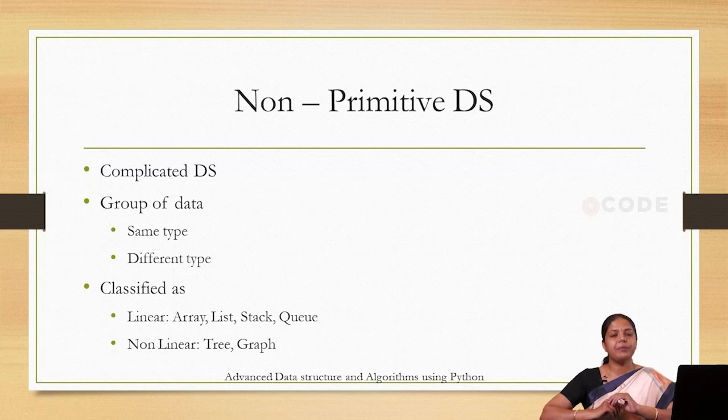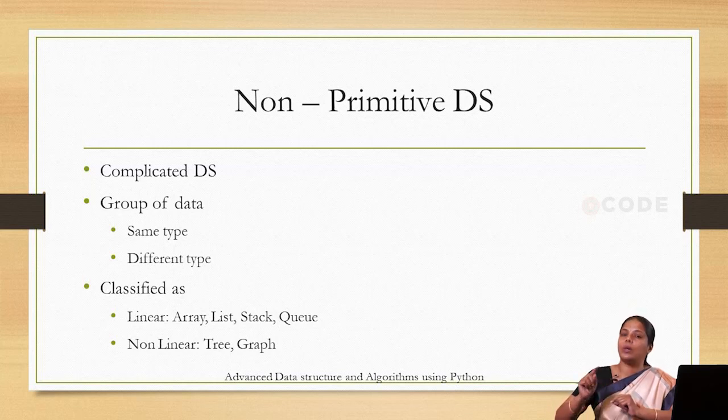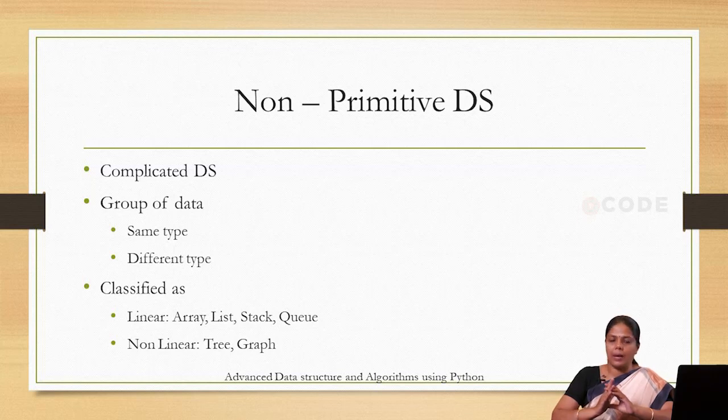So when you are classifying the non-primitive, it is said to be linear and non-linear. Linear is one next to the other, going only in an order. Refer first, go to second, from second go to third, from third go to fourth, like that in a continuous sequence. Such a type of arrangement is said to be a linear data structure. There we are referring to array, list, queue and stack.